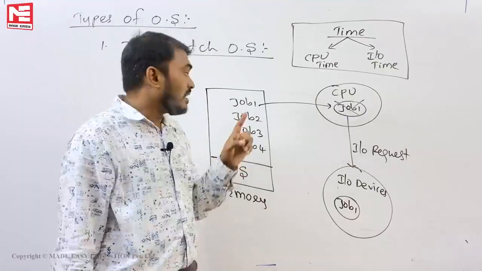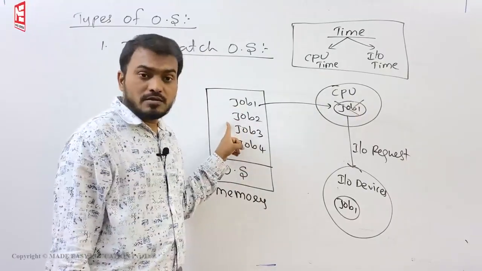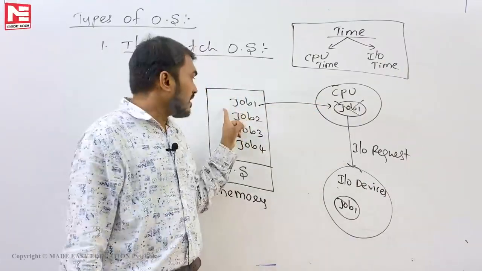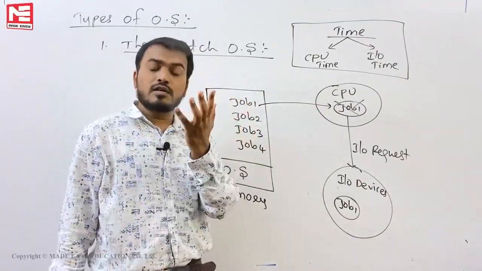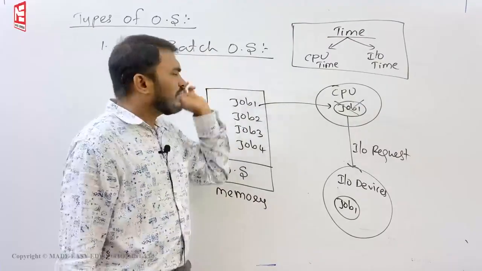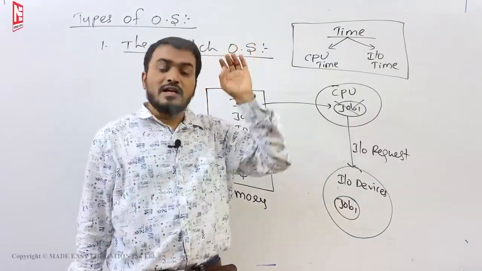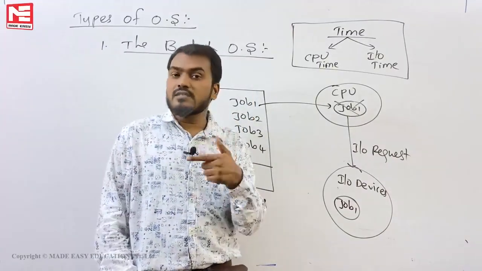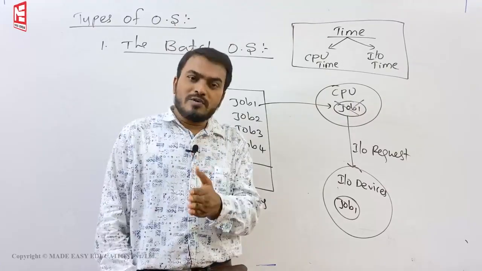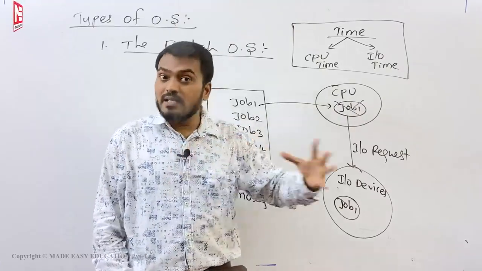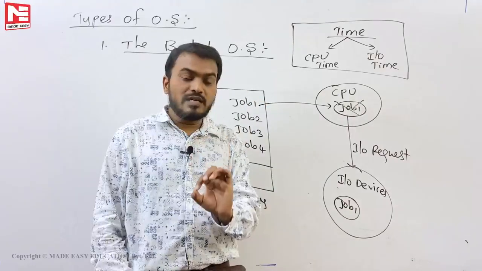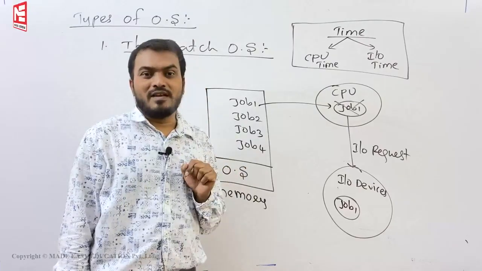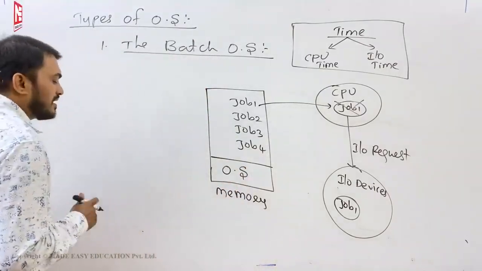Remember, when the CPU becomes idle, even though we have another job, we are not going to schedule that onto the CPU. Because in the batch operating system, that is a very old operating system, they follow the strategy that if the job is completed completely, then only another job will be scheduled onto the CPU.